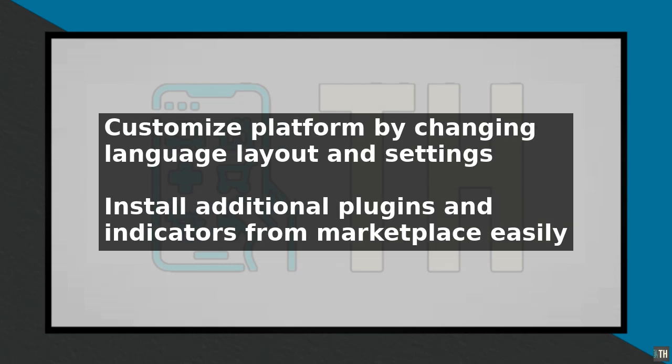To customize the platform, you can change the language, layout, and other settings by clicking on the Tools menu and selecting Options. You can also install additional plugins and indicators from the MetaTrader 5 marketplace. Finally, to ensure a smooth and secure trading experience, make sure your PC meets the minimum system requirements for MetaTrader 5 and keep the platform updated with the latest version. By following these steps, you can successfully set up MetaTrader 5 on your PC and start trading.